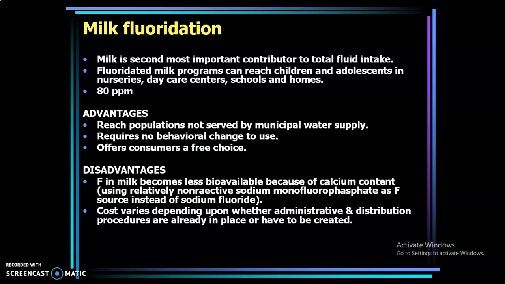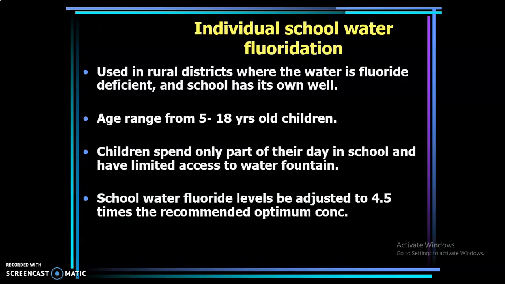Another difference between milk fluoridation and other systemic fluorides is that in milk fluoridation you never use sodium fluoride, because it reacts with milk to form calcium fluoride, and hence what you use is always sodium monofluorophosphate. This is the same content which is there in the toothpaste. So it is not sodium fluoride. Remember, what is added to milk is sodium monofluorophosphate at a concentration of 80 parts per million.